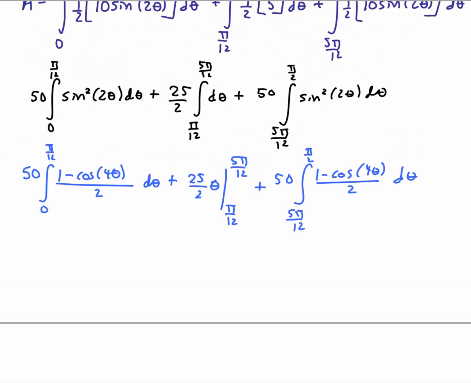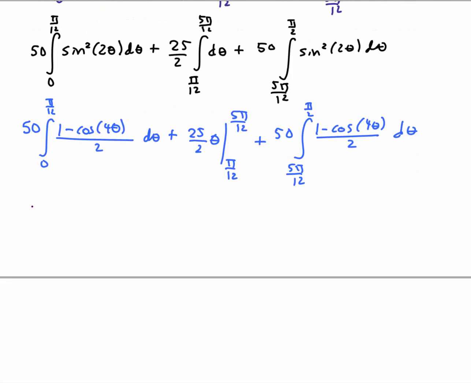Okay, continuing to simplify. Half of 50 is 25. The integral of 1 d theta is theta. For the integral here, u is equal to 4 theta, du is 4 d theta, so I'd multiply by a 4 on the inside, compensate with a 1/4 on the outside, and I'm left with minus 1/4 sine of 4 theta.